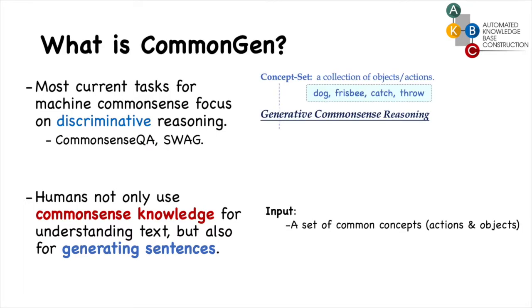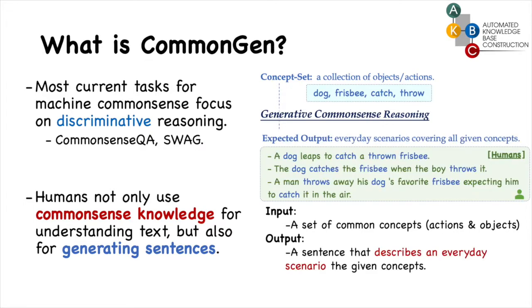As we can see, an input to CommonGen is a concept set, which is a collection of object and action words. For example, a dog, a frisbee, the action catch, and the action throw. The desired output is a sentence that describes an everyday scenario in our daily life using as many given concepts as possible. A simple example like the second one: a dog catches the frisbee when the boy throws it.